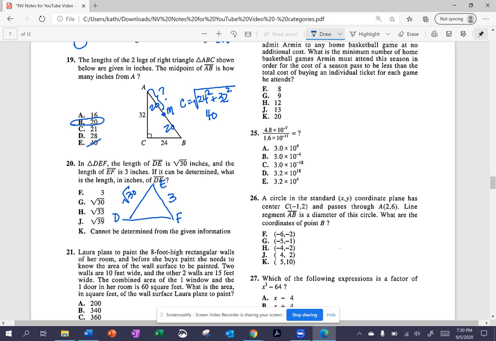And I need 3 parts. I need 3 things. I don't have 3 parts, I just have 2 parts. So it cannot be determined from this piece of information. All right, let's try 21.